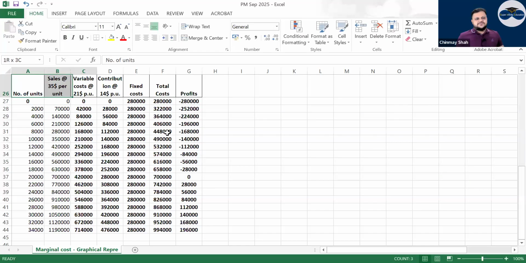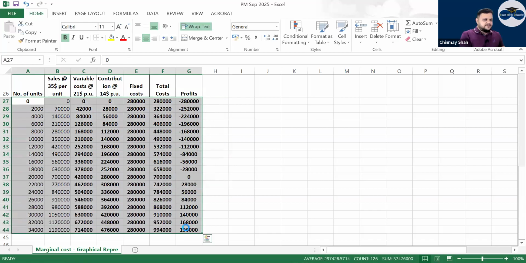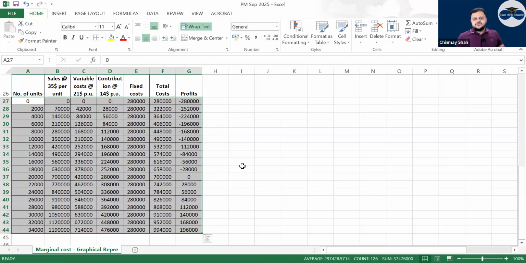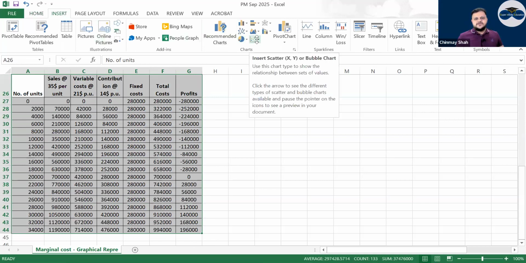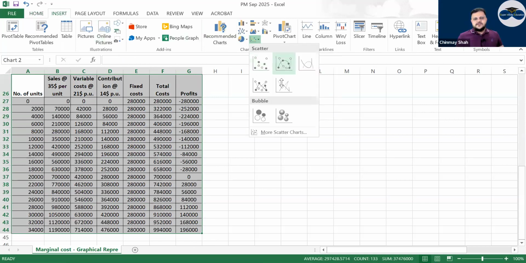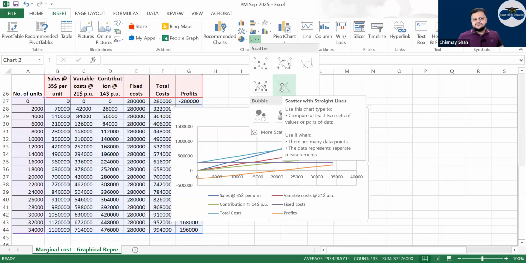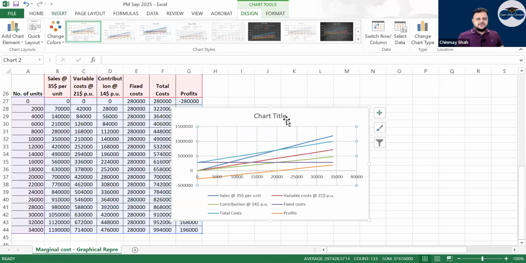Now one by one, let's analyze. Everybody got this answer? Or anyone having problem here? Can I go ahead? Okay, sir. Then let's put up the graph. Go to Insert, to the scatter diagram: Insert, scatter X, Y and bubble chart. Right, and these lines do you see? So we are going to make somewhere around 2 or 3 graphs to analyze things.